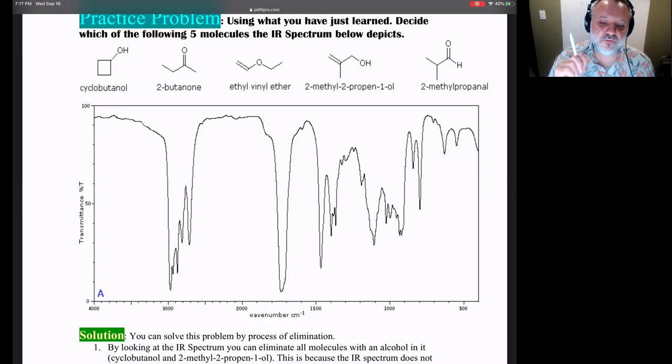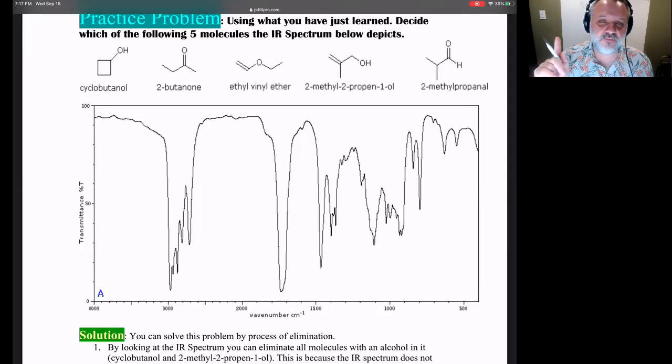What about this thing that happens right about 1725? You have to count it: 15, 16, 17. There's this really big, really long, really strong signal. What's that coming from? That's one of the ones you should identify. You should identify that as the CO double bond. And so now, not only have you eliminated anything that has an OH, you've also eliminated anything that doesn't have a C double bond O. So now we're down to 2-butanone or 2-methylpropanol.